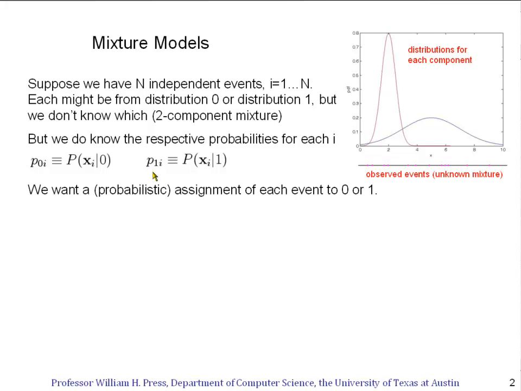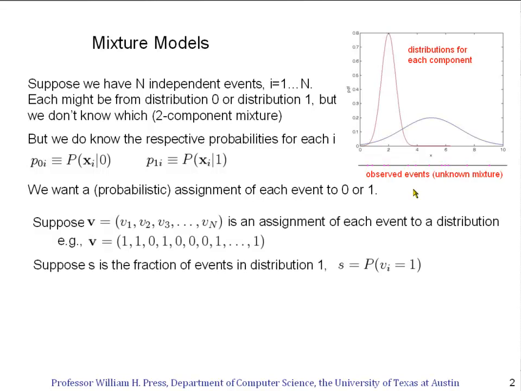What we want is an assignment of each event. Did that event come from distribution 0, or did it come from distribution 1? Now we're never going to know for sure, of course, so that assignment is going to just be probabilistic. What's the probability for each event that it came from each distribution? We're Bayesians again, so we're going to do this by building a forward statistical model.